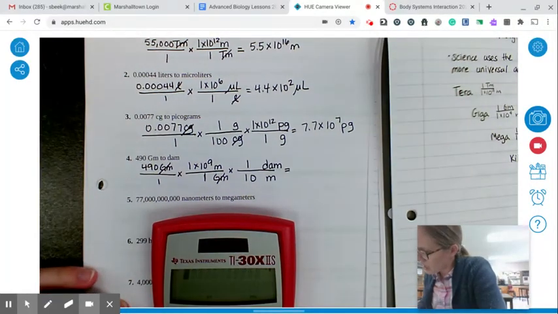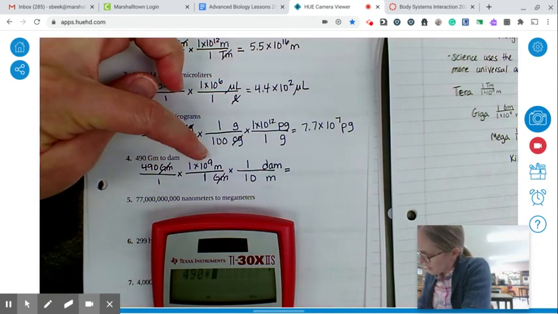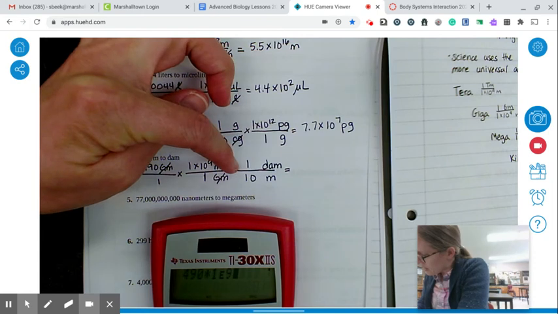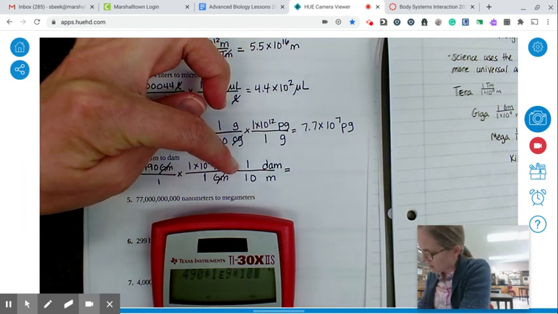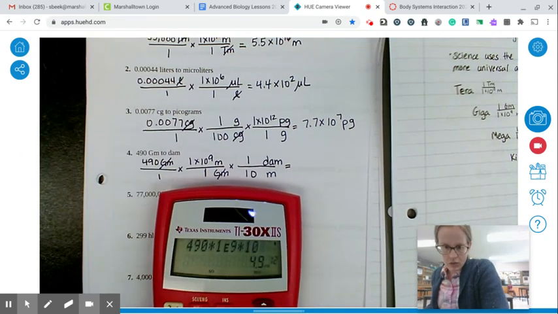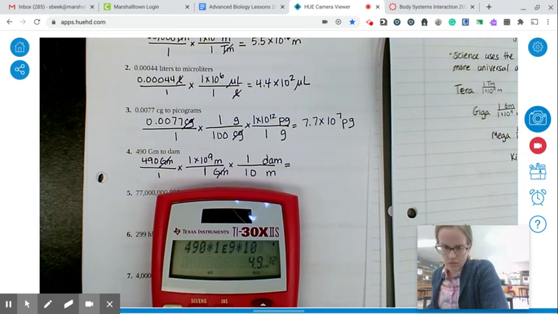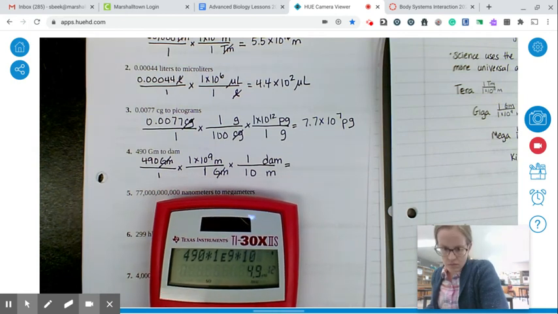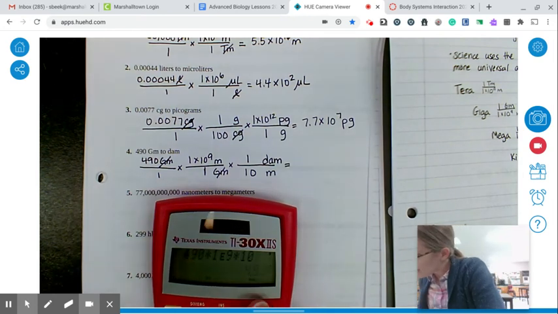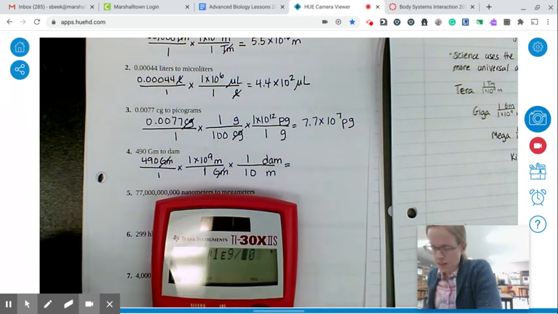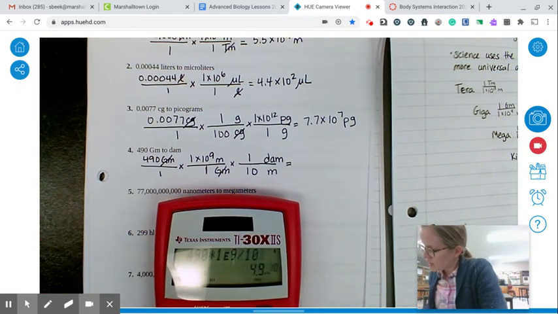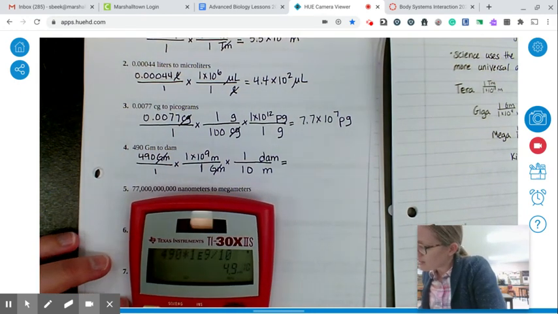And then I plug it into my calculator. I'm going to multiply by this one because it's on the top. And then I divide by 10 because that one's on the bottom. I get 4.9 times 10 to the 12th. Actually, no, I don't, because I hit times. I'm going to divide by 10 on that last step right there. So I get 4.9 times 10 to the 10th.